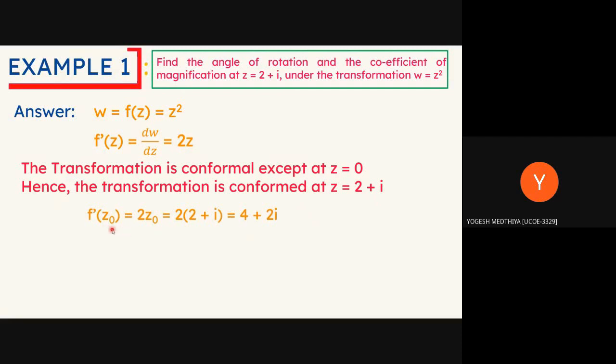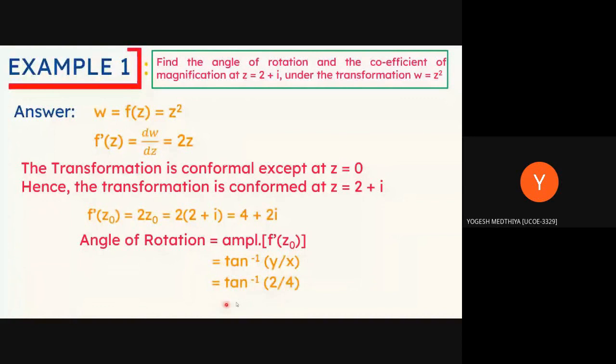Now f dash of z naught equals 2 z naught. By putting z naught, we get 2 into 2 plus i, which equals 4 plus 2i. Then the angle of rotation is given by the amplitude of f dash of z naught, which is tan inverse of y by x. By putting the values of y and x, we get the angle of rotation equals tan inverse of 0.5. By further solving, it gives 26.56 degrees.